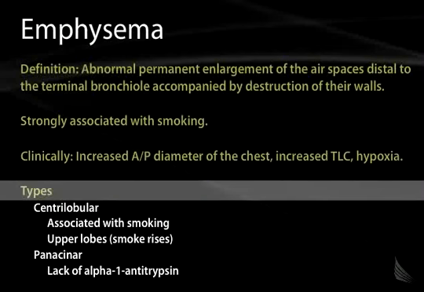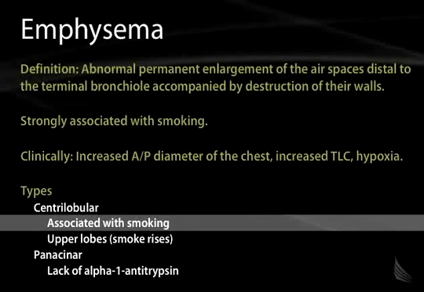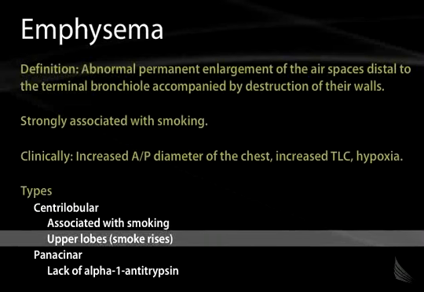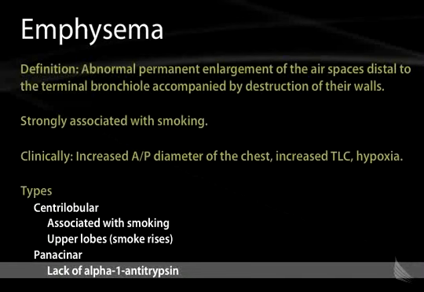There are two separate types of emphysema: centrilobular emphysema or pan-acinar emphysema. The centrilobular emphysema is associated with smoking and is normally seen in the upper lobes. Pan-acinar emphysema is due to a lack of alpha-1 antitrypsin and is commonly seen in the lower lobes.